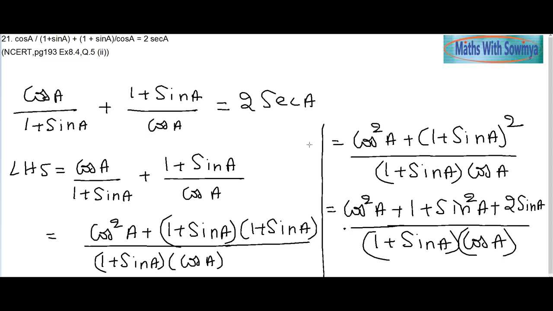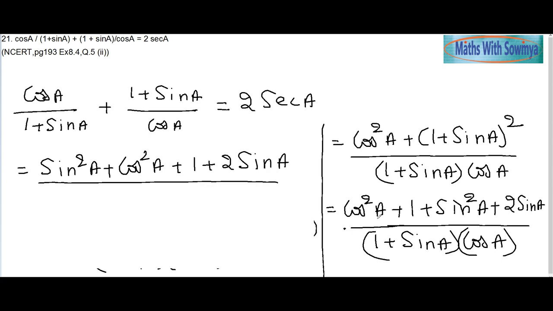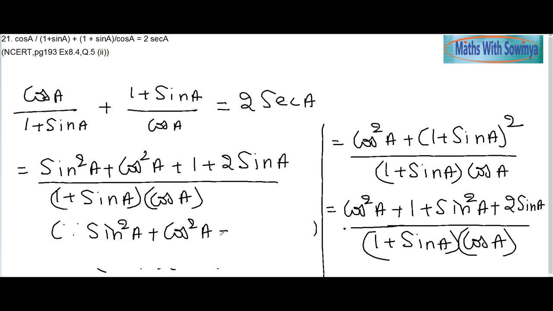Now, we shall continue this. This sin square A, if I write first, sin square A plus this cos square A plus 1, then plus 2 sin A, divided by (1 plus sin A) as it is into cos A. Sin square A plus cos square A is 1, which we know. If you want, you can mention here, because sin square A plus cos square A is equal to 1. You are replacing 1 here.